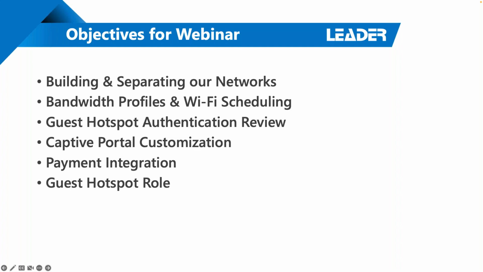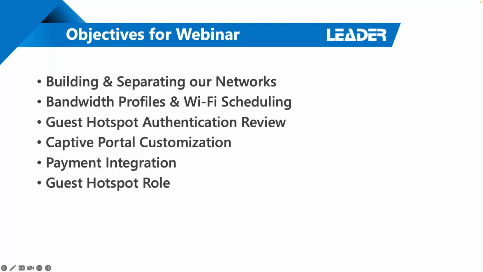We're going to look at bandwidth profiles, how we set up bandwidth profiles for the different networks. We're also going to see how we schedule Wi-Fi if we only want to have our guest networks active at a certain time. We're also going to look at our guest hotspot authentication methods, the different ones that are available on Ubiquiti. We're also going to take a look at the captive portal and how to customize that. And we'll take a look at payment gateway options, as well as the gateway integrations. And we'll also take a look at guest hotspot, the roles, etc., that are associated with that. So without further ado, let's get straight into it.